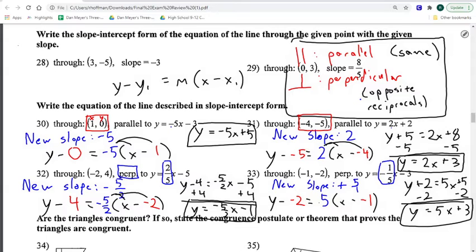But getting that new slope, parallel lines having the same slope, perpendicular having opposite reciprocals, that's the key part of this one. So that is our parallel and perpendicular stuff. Know what they mean, know what symbols go with what, and know how to do questions like these.